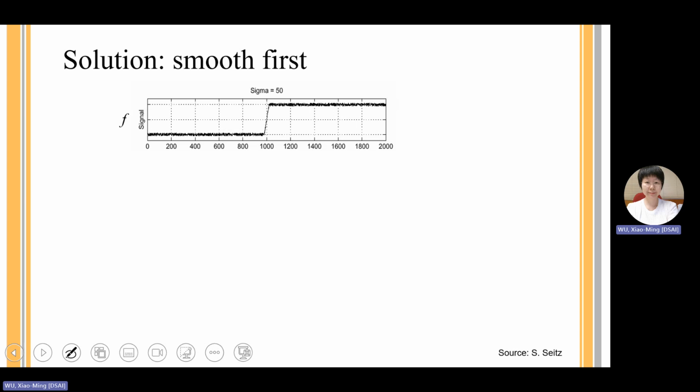Okay, now let's go back to edge detection. So our solution is to smooth the image first.